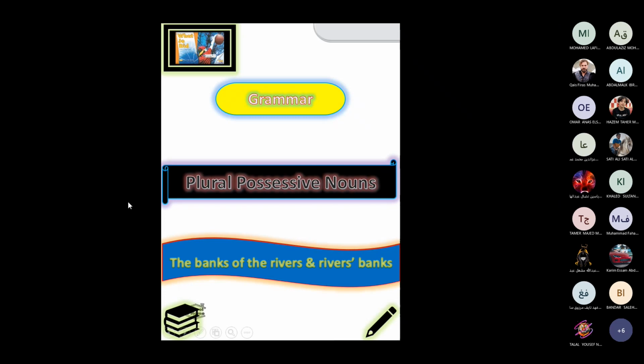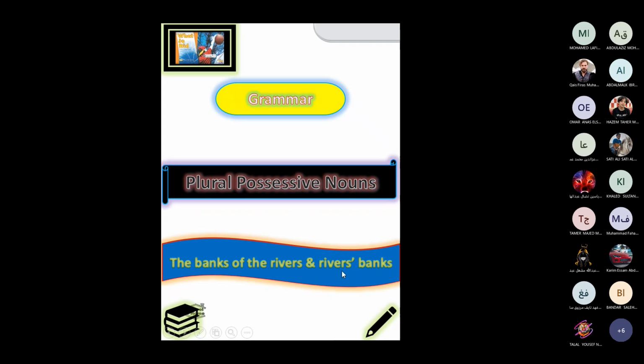For example, sometimes I say the banks of the rivers. How do I change it to the possessive? So I say rivers' banks by adding s apostrophe. I add the apostrophe after the s to make it possessive. So rivers' banks, the banks of the rivers. It's like the rivers have banks and the banks belong to the rivers, okay?